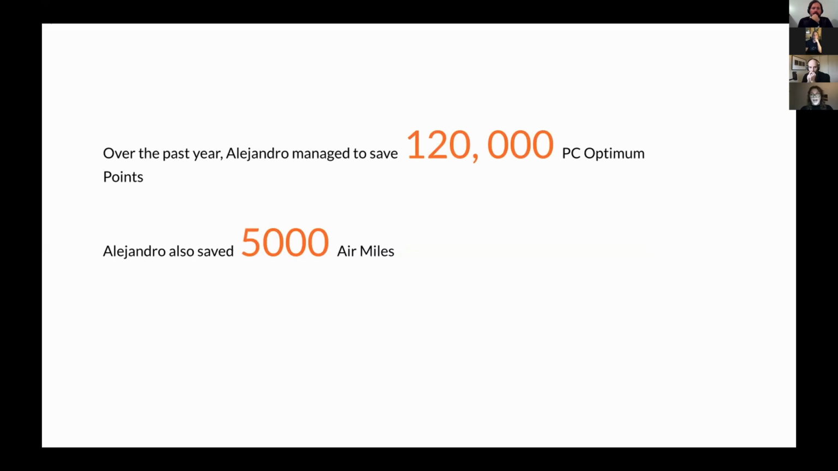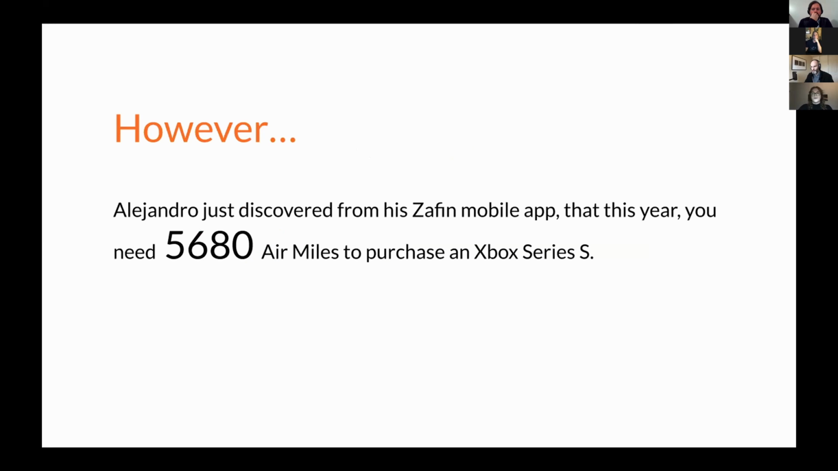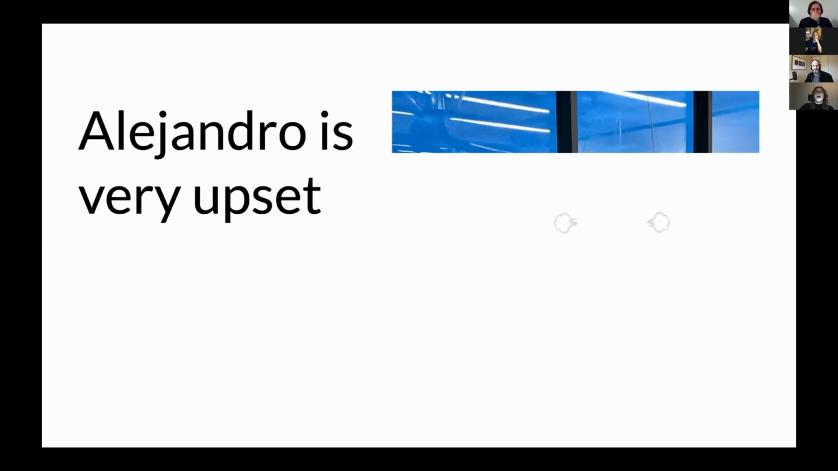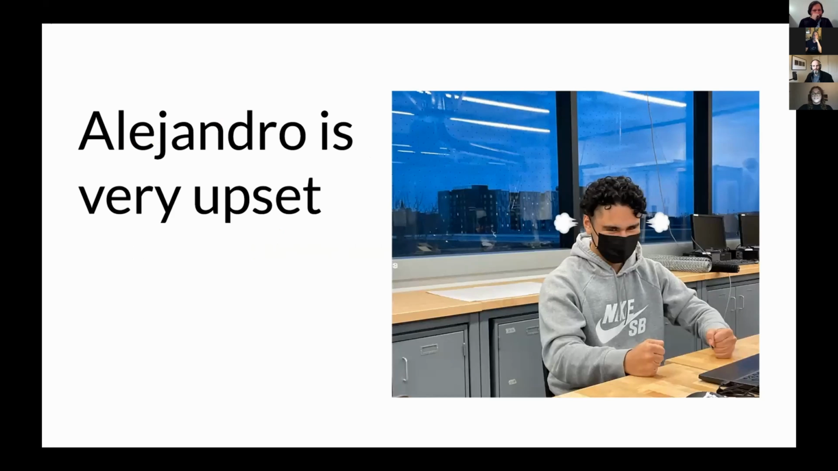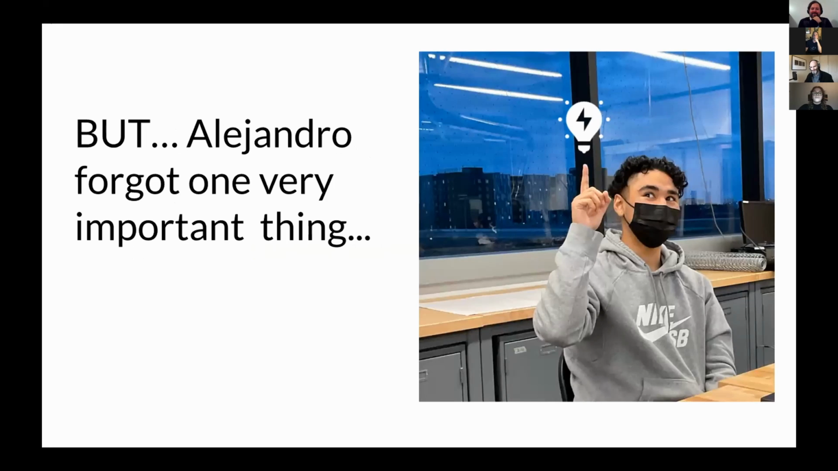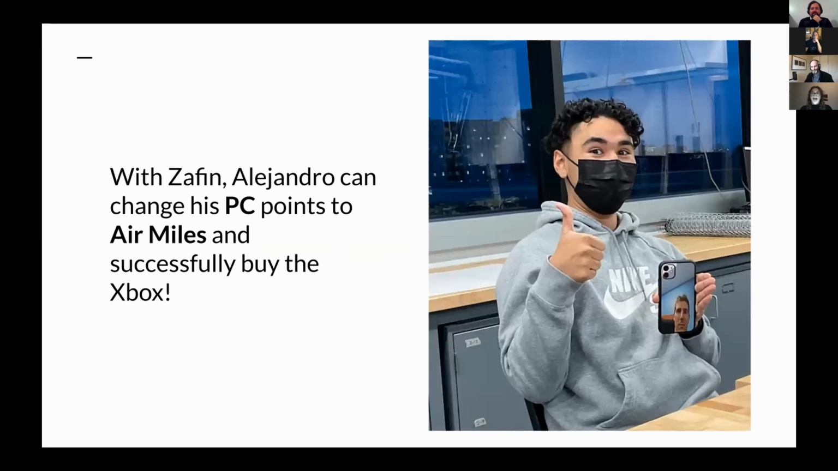Over the past year, Alejandro managed to save 120,000 PC Optimum points and 5,000 air miles, hoping that the 5,000 air miles would be enough to purchase the Xbox. However, he just discovered that this year it costs 5,680 air miles to purchase. Alejandro is very, very upset until he remembers one very, very important thing. With Zafin, Alejandro is able to convert his PC points to air miles and buy the Xbox.